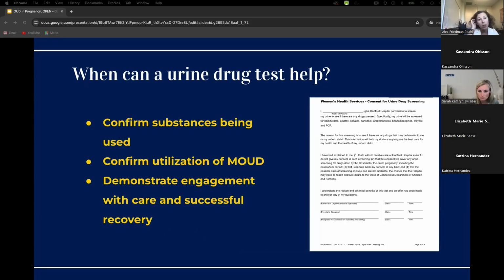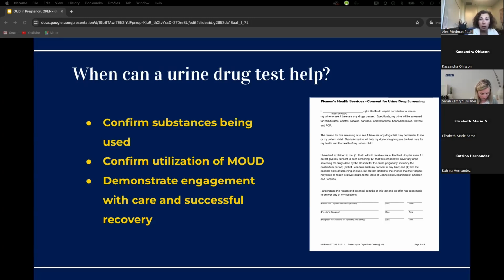So, when does a urine drug test help? Urine drug testing can help when there is a positive verbal screen to confirm the substances that are currently being used. This is particularly important in a time where we are seeing contamination of our drug supply with fentanyl as well as with xylazine. Urine drug testing can also help to confirm the utilization of medication for opioid use disorder and demonstrate that patients are successfully engaging with care and maintaining their recovery.